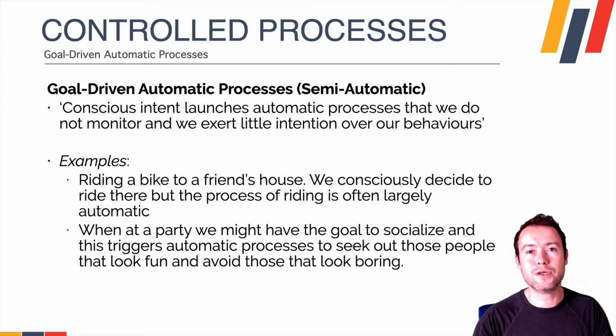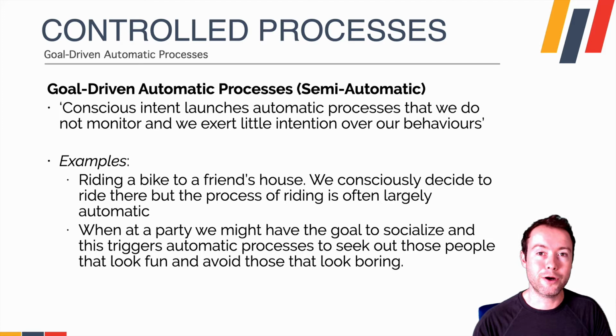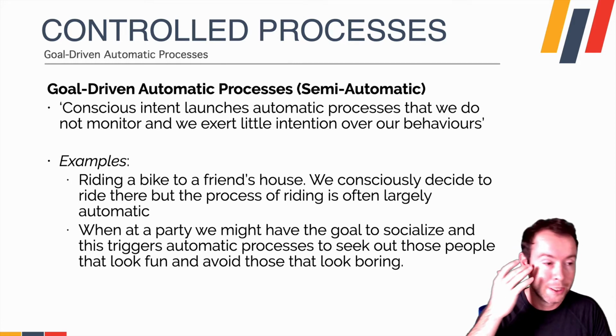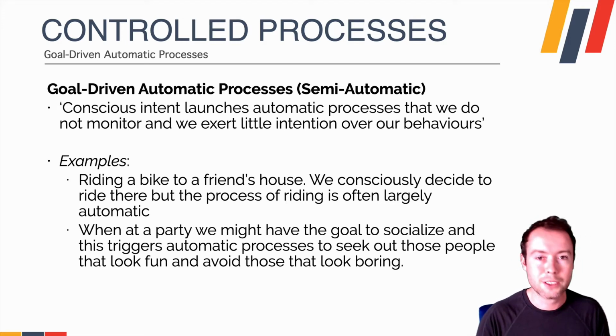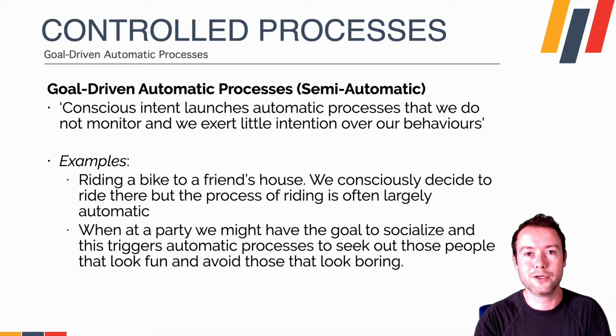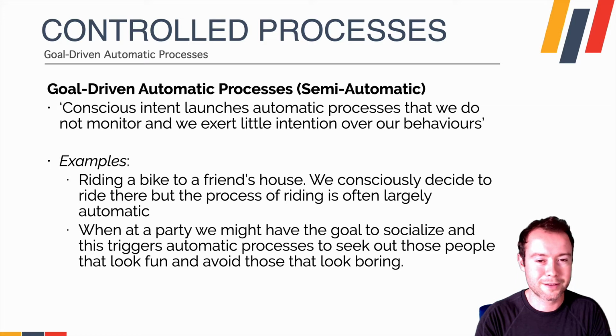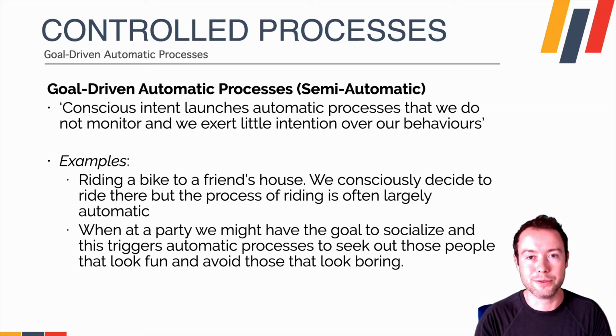Similarly, if you go to a party, there might be the overarching goal in your mind to socialize with other people, and this then automatically triggers behaviors that are conducive to this. You might automatically smile in response to other people more often. You seek out people that look like they're fun and maybe avoid those that look a little bit boring. So these would be automatic things that we do just to achieve that goal of socializing.